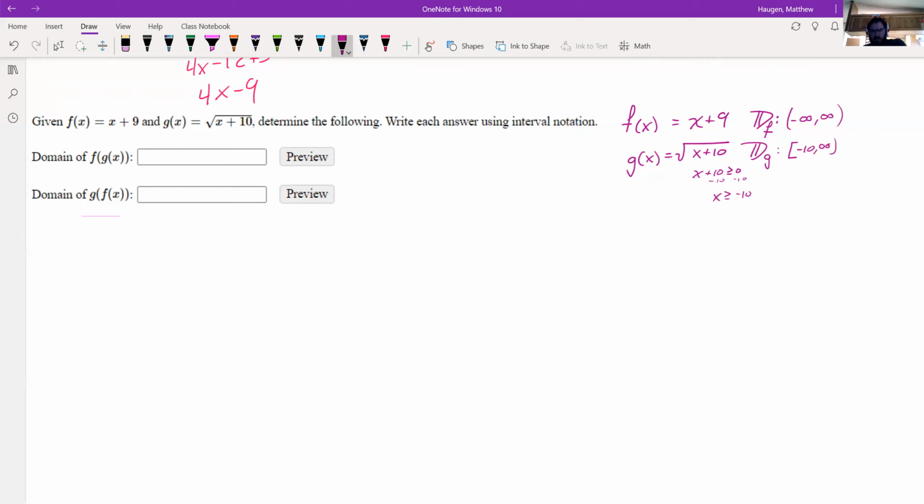Fair? Okay, that's right. So for f of g of x, if we want to track our domain, our domain is the x values that we can use, essentially. So those x's first have to be able to go in onto g, right? Yeah. To be able to go into g, you've got to be negative 10 or above, right?